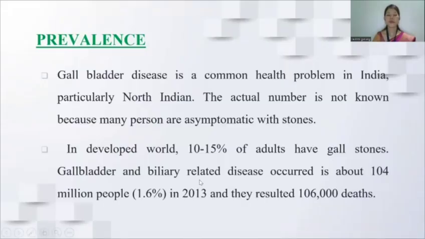Next, coming to the prevalence. Gallbladder disease is very common in India and mostly seen in the North Indian community, and the actual number is not known. In the developed world, 10 to 15% of adults will have gallstones, and gallbladder and biliary related disease occurs in about 104 million people, 1.6% in 2030, and resulted in 106,000 deaths.